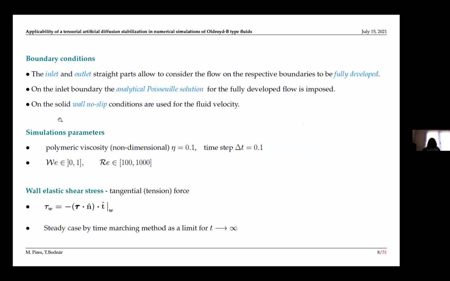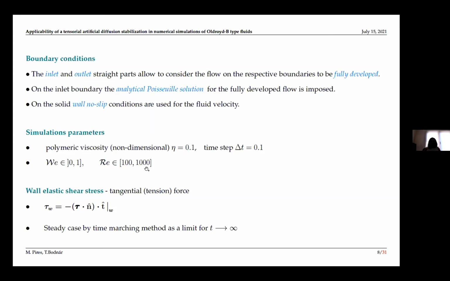For the boundary conditions, we use the wall no-slip conditions. This means that the velocity is equal to 0 at the rigid wall, up and down. And at inlet and outlet, we impose the exact analytic Poiseuille solution for the fully developed flow. We set some parameters in our simulations, like the polymeric viscosity fixed at 0.1, as well as the time step. We perform several tests for Reynolds in the range between 100 and 1000.